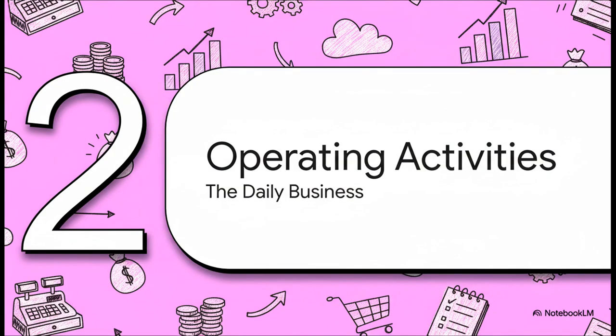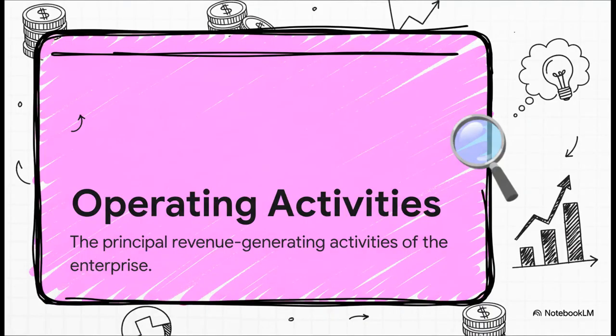First up is the biggest and, honestly, the most important bucket of them all: operating activities. This is all about the main day-to-day business of the company. So what are operating activities? Simply put, it's the cash that comes from the company's main business, its main hustle. So if a company makes shoes, then all the cash from selling shoes and paying for the leather and the salaries of the workers, that's its operating activity.